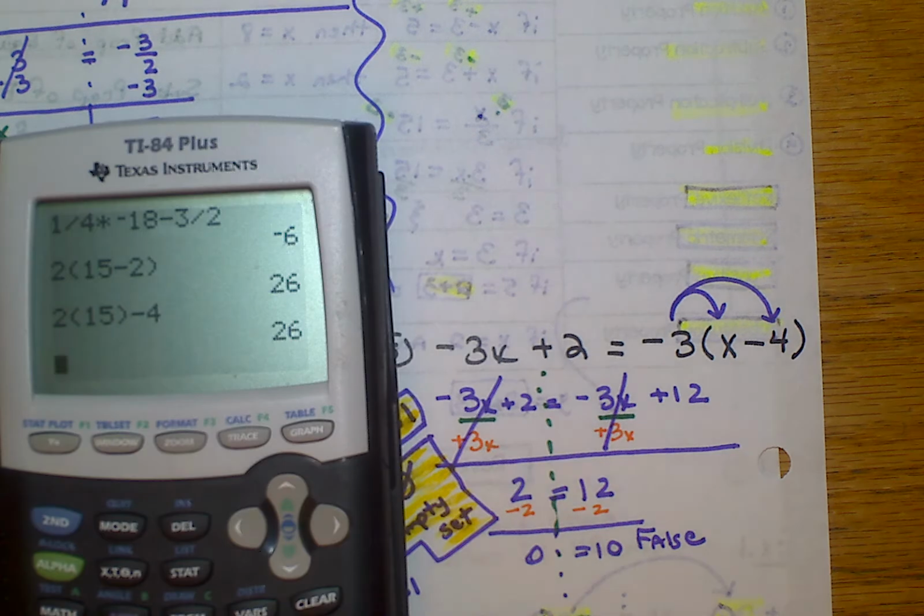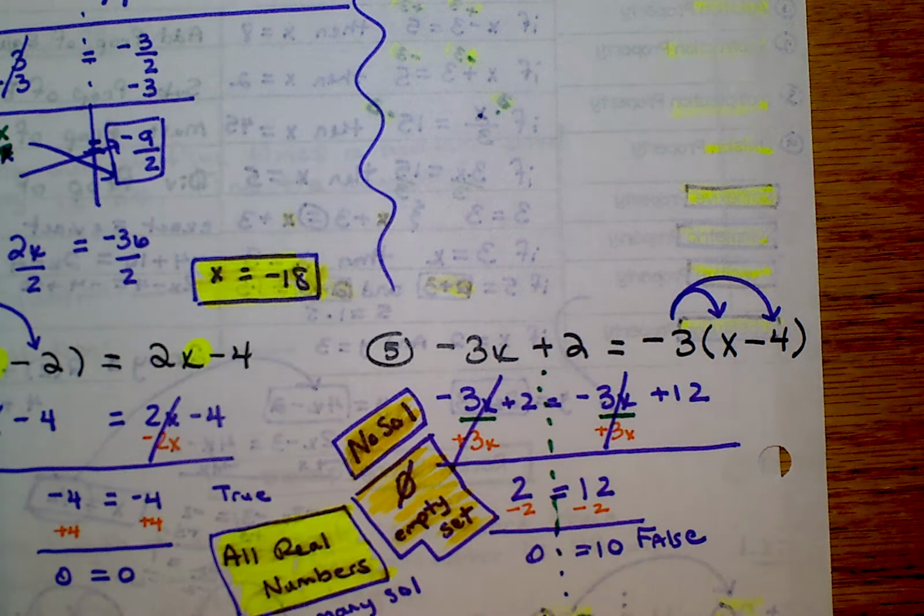Okay? If I was to put in 0 for that problem, I would get 2 on that side and 12 on that side. Those two do not equal each other. So you will never find a number that would work there. That's what no solution means.